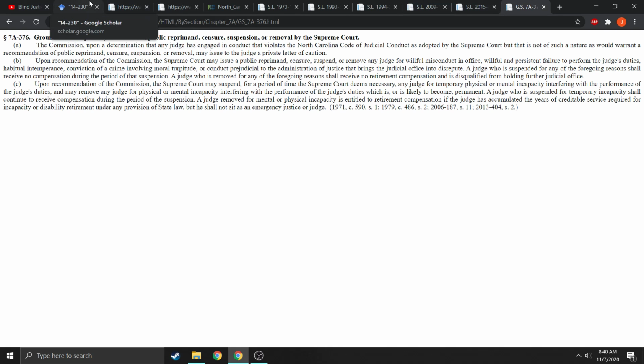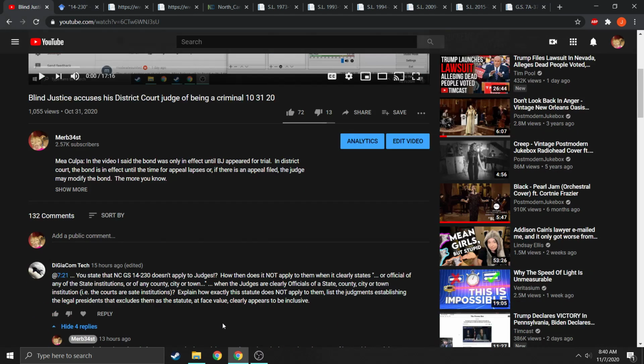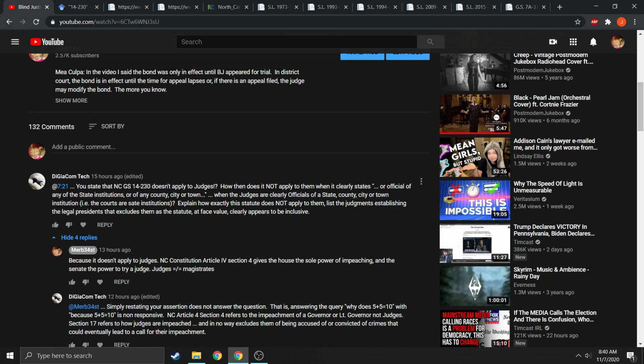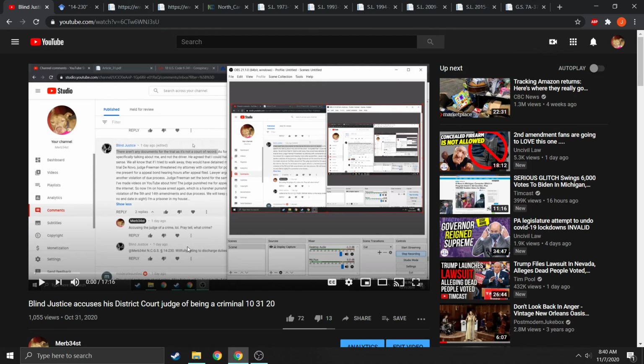So I hope that makes sense. You have to look at all the words. You can't just say "or official of any of state institutions" and therefore it applies. You actually have to look at everything. Go through the beginning, look at each word, make sure you understand each word, and you'll be able to get to the same conclusion that I did, that 14-230 does not apply to judges.